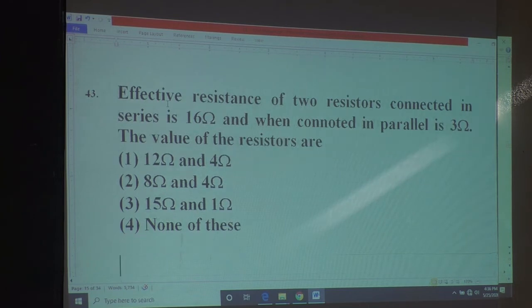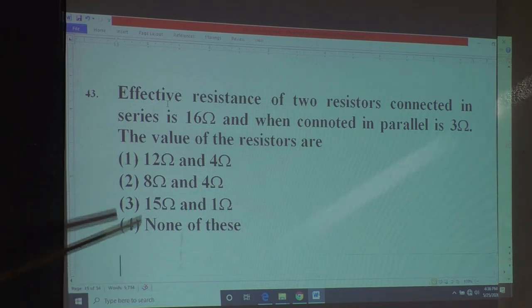See, this is a problem which we work out for theory exam also, but here options are given, so you can have a very easy answer. Effective resistance of 2 resistors connected in series is 16. When connected in parallel is 3. Here, since options are given, you can check the reverse order. You can check the options.